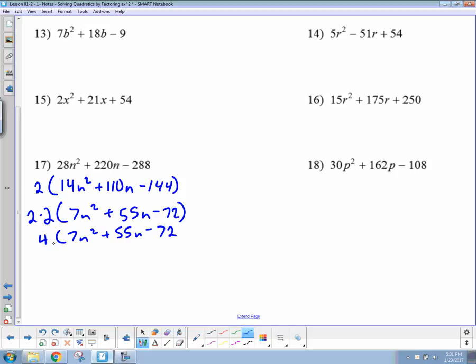Okay? So, needless to say, start your X. I'm going to come way up here with it. 7 times negative 72 would be 504, holy moly. Negative, because that's a negative. And underneath it should be 55.